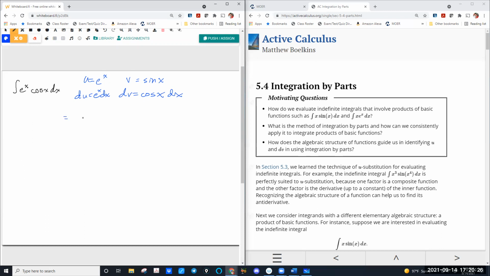I'm going to do something a little different here because I know where this is heading. All right, I get uv, so e to the x. Whoops. Sorry, that got a little messy there. Apologies. I'm still not the best online whiteboard writer, even after all this practice. e to the x sine x minus the integral of v du, sine x e to the x dx. So I'm just going to write it in this order. Sine x dx. All right.